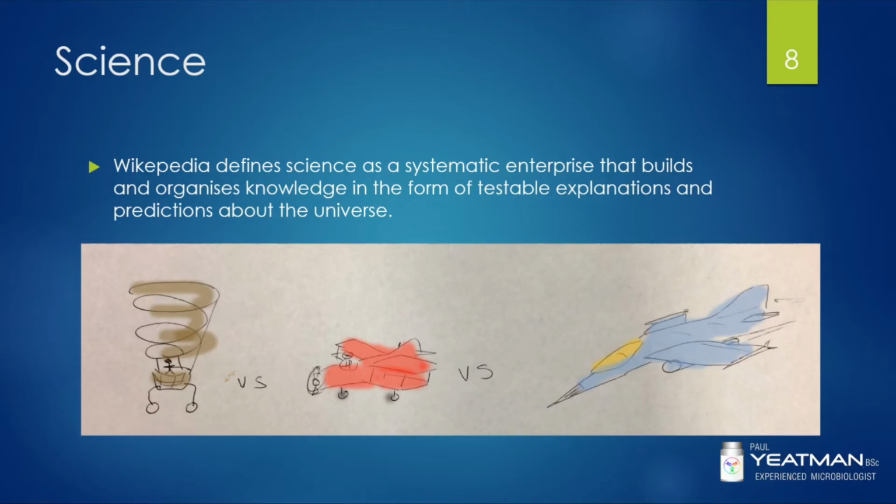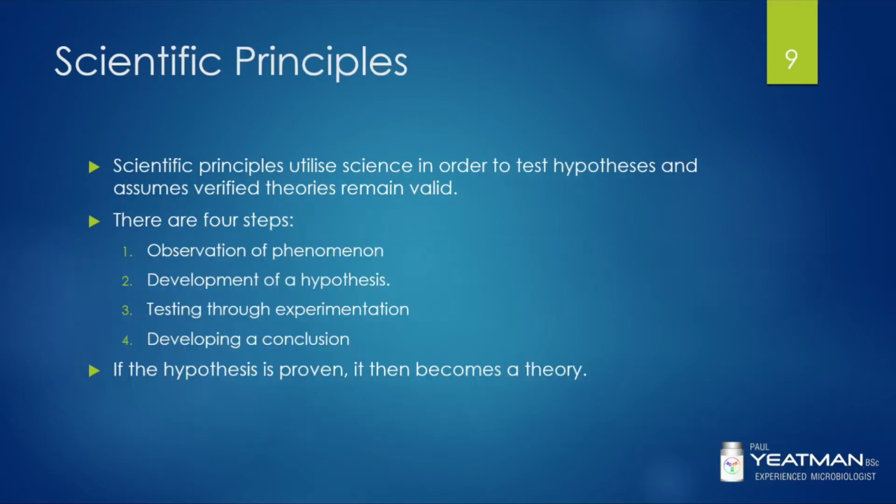So next up, what are scientific principles? Scientific principles utilise science in order to test hypotheses and assume verified theories remain valid. In science, a hypothesis is something that is unknown and untested, and a theory is something that is proven. So if anyone ever says it's only a theory, well, that means it's fact. There are 4 steps to scientific principles. You need to observe the phenomena, you need to develop a hypothesis, you need to test through experimentation, and in the end, develop a conclusion. And if the hypothesis is proven, then that's when it's a theory.